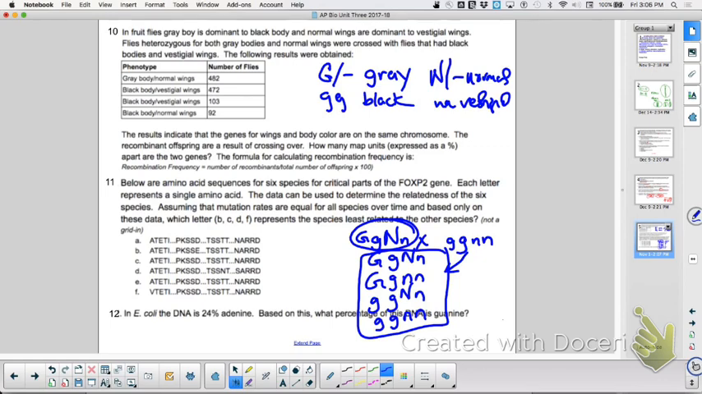Is that how it turned out in their data? No. There was predominantly gray bodies and normal wings and black bodies and vestigial wings. So that's when you would start to, in your head, go, oh my gosh, these genes must be linked, because they did not exhibit independent assortment. And the only ones that didn't show that would probably be due to crossing over. Follow? Okay.